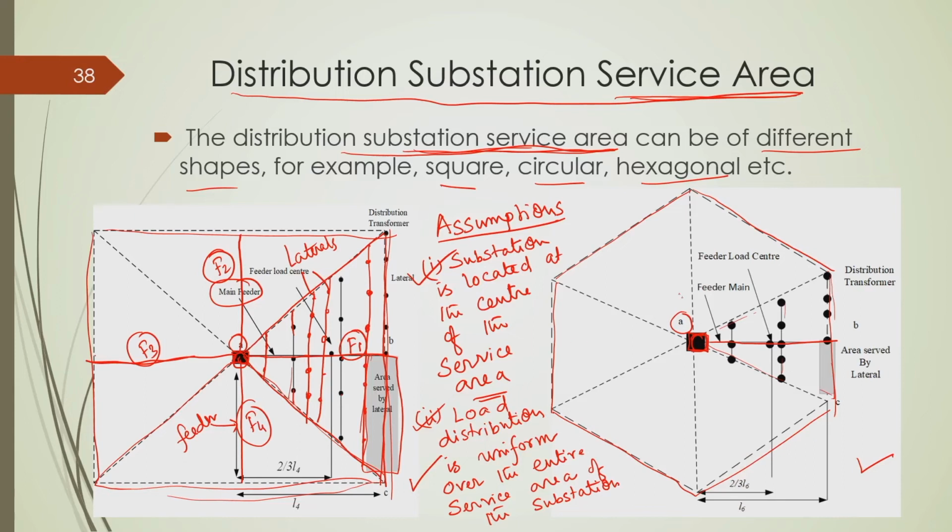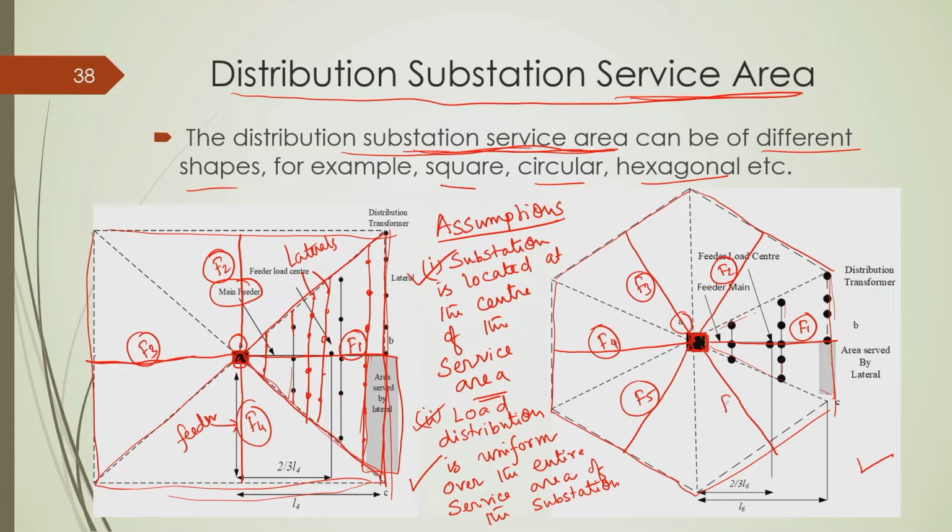Similarly, we have 5 other feeders, one is this, another is this. I am just showing you here these main feeders, but these main feeders of course are associated with some laterals. So, suppose this is F 1, that is main feeder 1, this is F 2, this is F 3, this is F 4, this is F 5 and this is F 6.